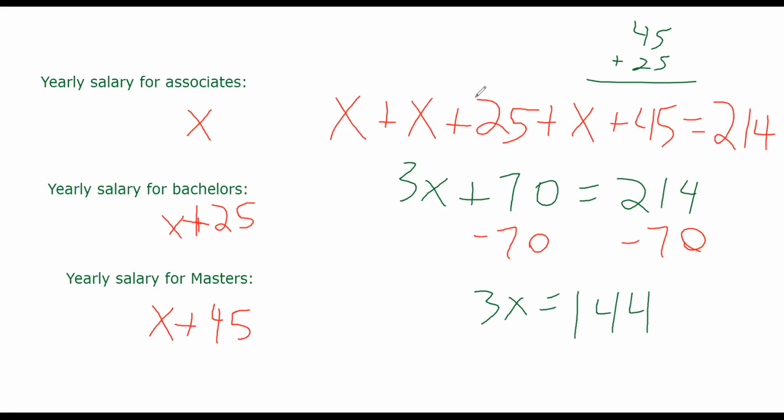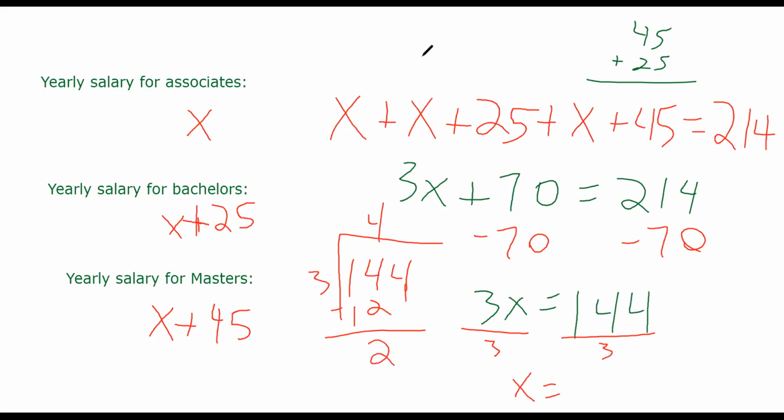Now what do I need to do to both sides? Divide by 3, exactly, because that is keeping the x from being by itself. Now you're tempted to use a calculator here, but you don't need to. You can do 3 into 144, you get 48. That is correct. But you don't need a calculator. You'll get 48 for x. Very good.